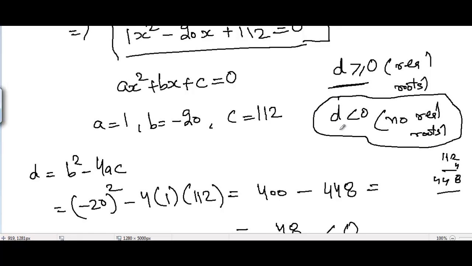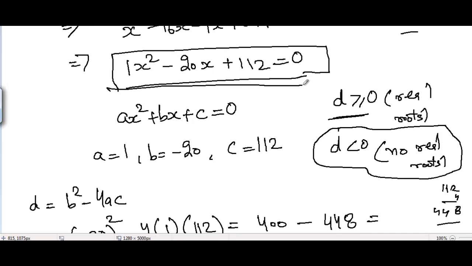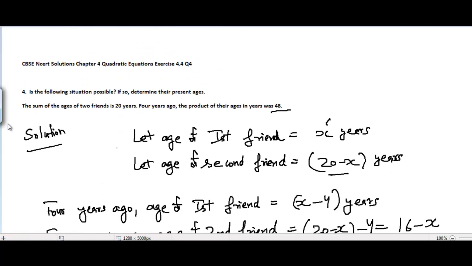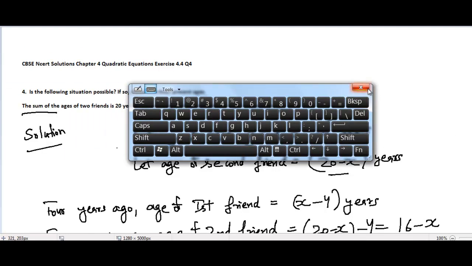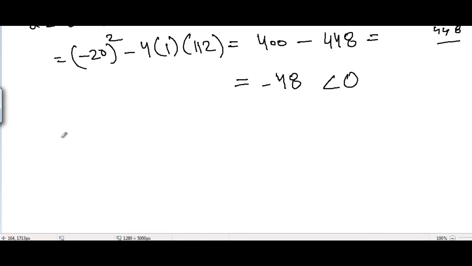This is the rule. If the discriminant comes up less than 0, then we have no real roots for the given quadratic equation. So we have no real roots for this equation. That's why this given situation is not possible. So we say that no, the answer to the problem is no. The given situation is not possible.